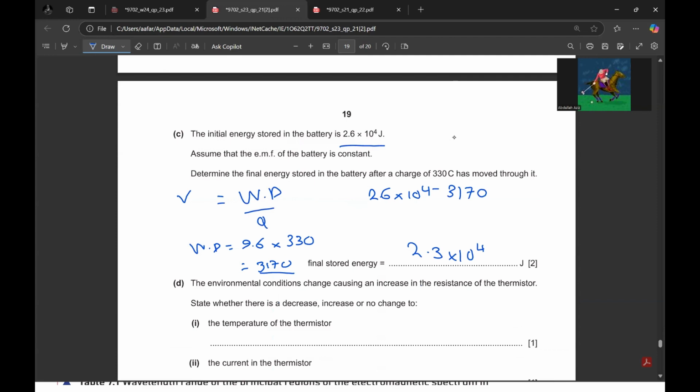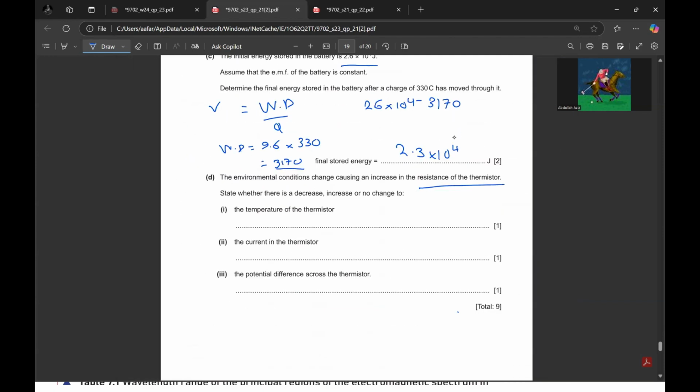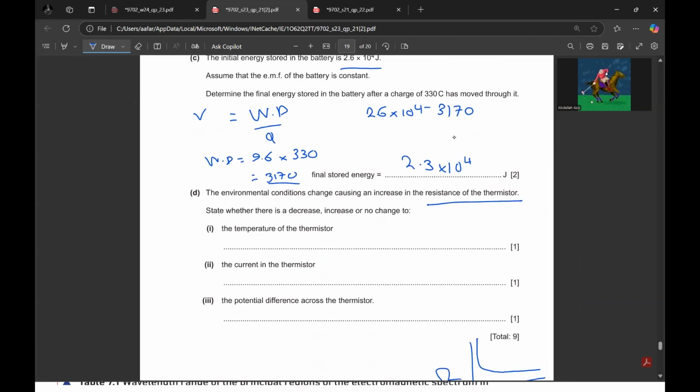The environmental conditions change, causing an increase in the resistance of the thermistor. State whether there is a decrease, increase, or no change to the temperature of the thermistor. The graph of thermistor resistance against temperature is basically an inverse graph. So as the temperature increases, the resistance decreases. So if there is an increase in the resistance, that means there's a decrease in temperature. Temperature decreases.